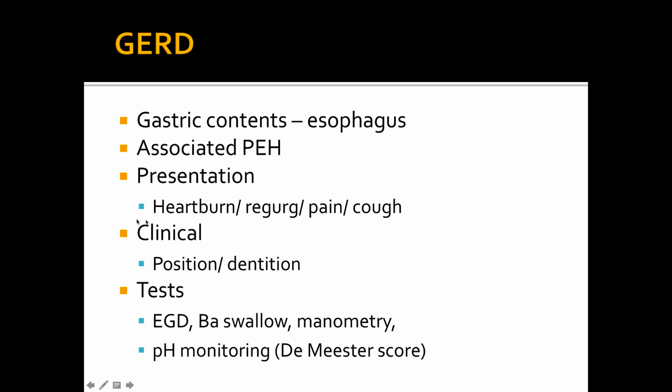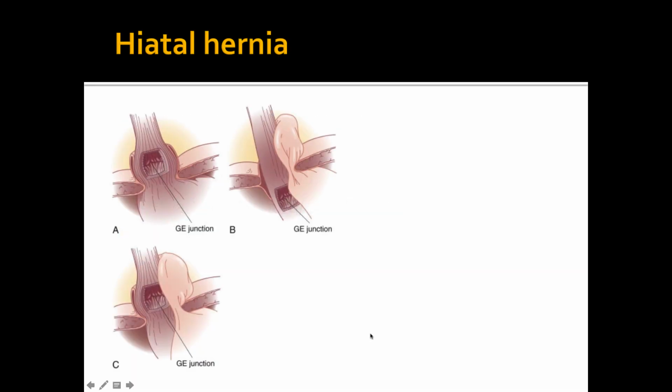Clinically, most patients will tell you when they have the symptoms, how often. If you examine the dentition, they'll have poor dentition due to the increased acid. If it's very severe, patients are usually sitting upright and leaning forward in the office, because that's how they use the diaphragmatic crura to close the lower esophagus to help prevent reflux from occurring. Your testing, as we described before, endoscopy, barium swallow, manometry, and pH studies might help you make this diagnosis.